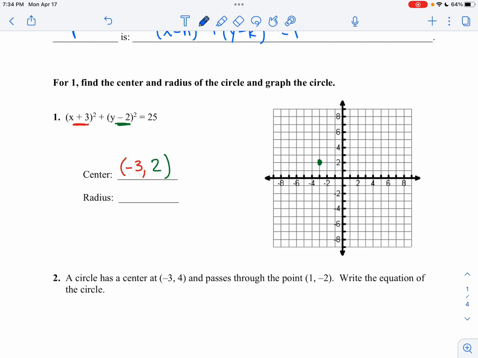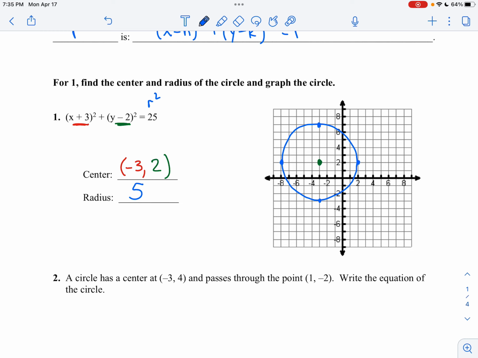And then from the equation, we know that this is r squared, and we know the square root of 25 is 5. And so now we can move 5 units in every direction, up, down, left, right. And then we can connect them. And there's our circle. Center (-3, 2), radius of 5.